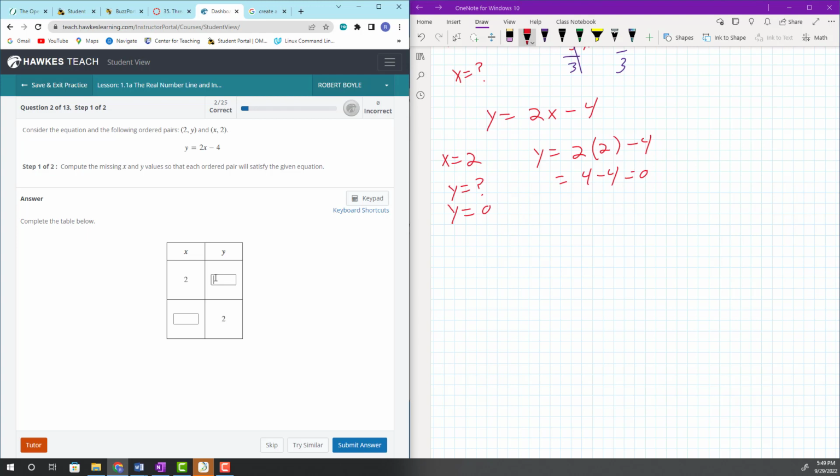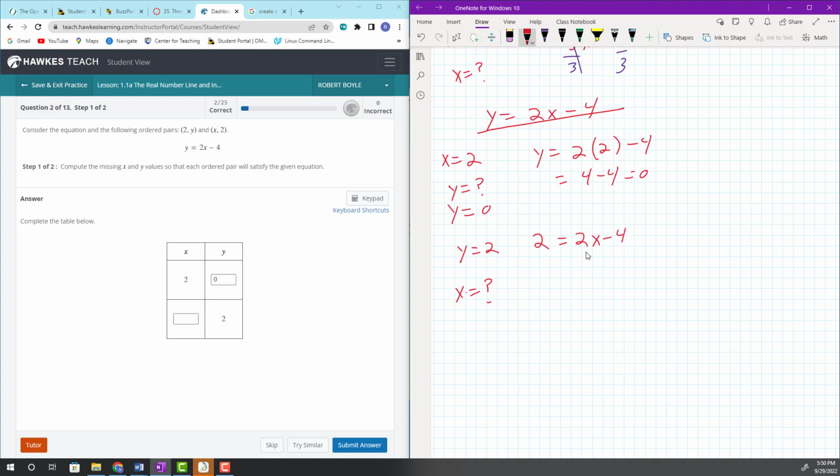So we can put a 0 in here. For the next problem, we have that y is equal to 2. We need to figure out what x is. Okay, well, we're just going to substitute 2 in for y. Using this equation, we're going to let 2 be y, and then we have 2x minus 4, and we need to figure out what x is.